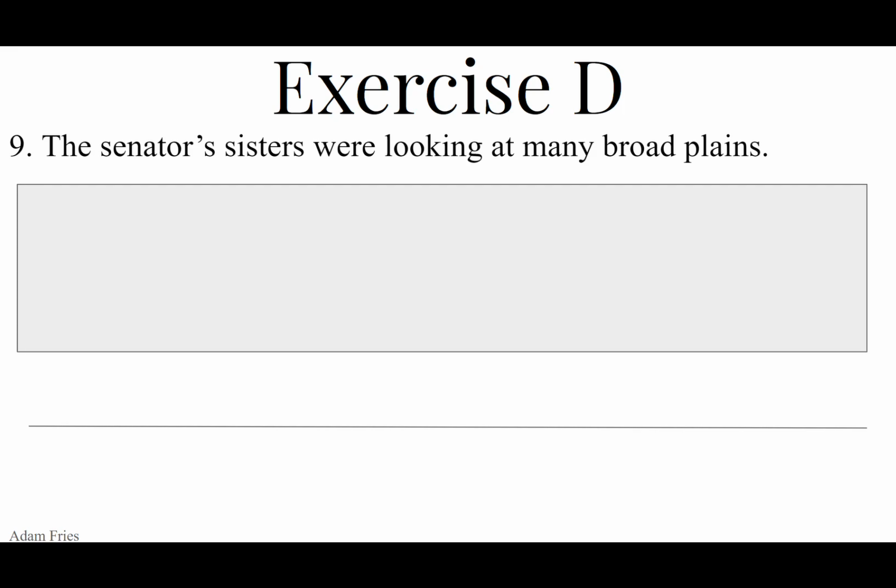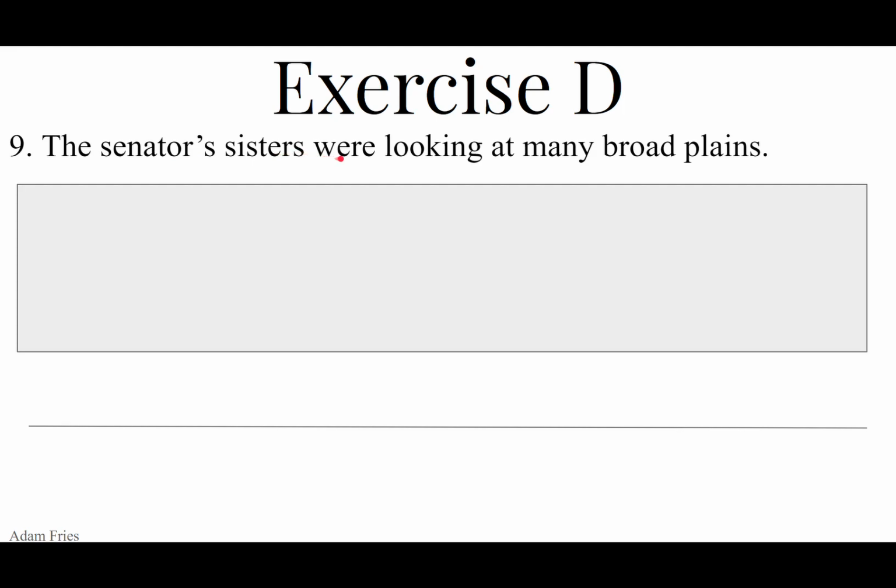So the senator's sisters, we have the verb were looking. Who were looking? Why, surely it's the senator. No, that's silly. The sisters were looking at the many broad plains. So the sisters are the nominative subject. We want the nominative plural of soror, sororis, feminine. Now the senator, it's got the apostrophe S. This is a possessive noun, possessing the sisters. This is going to be indicated by the genitive case in Latin. So we want the genitive singular of senator, senatoris, masculine. So senatoris.